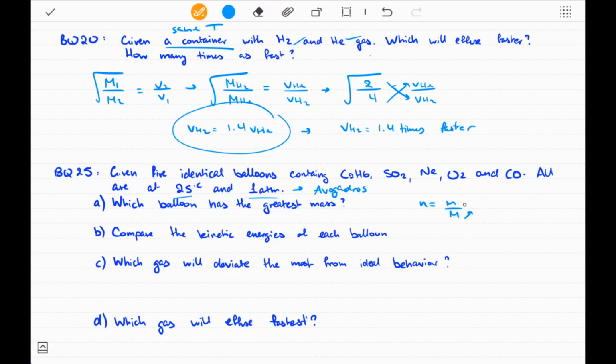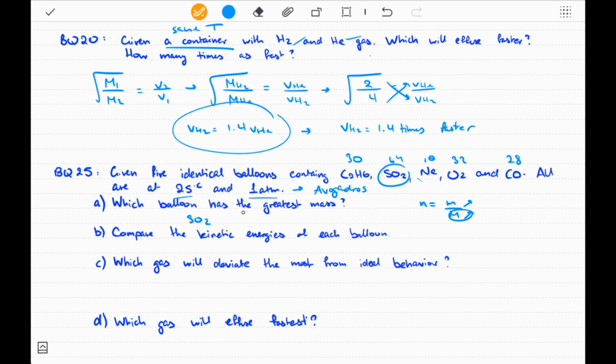As molar mass increases, this will increase to cancel out. We look at molar mass. The molar mass of C2H6 is 30. The molar mass of SO2 is 64. The molar mass of Ne is 10. That of oxygen is 32. And that of carbon monoxide is 28. So we can obviously see that SO2 is the heaviest gas, and that means the SO2 balloon has the greatest mass. Part B asks us to compare their kinetic energies.